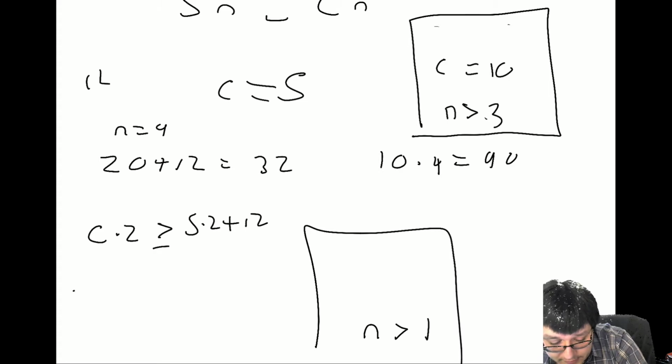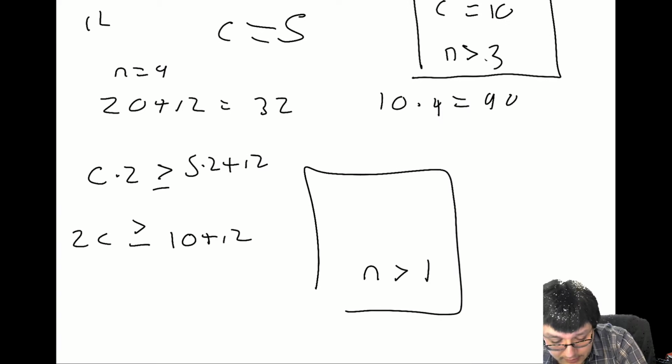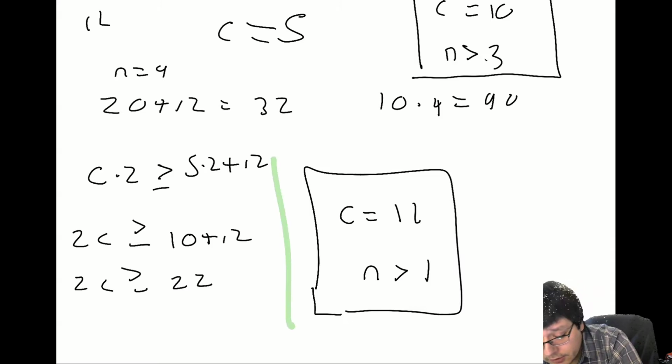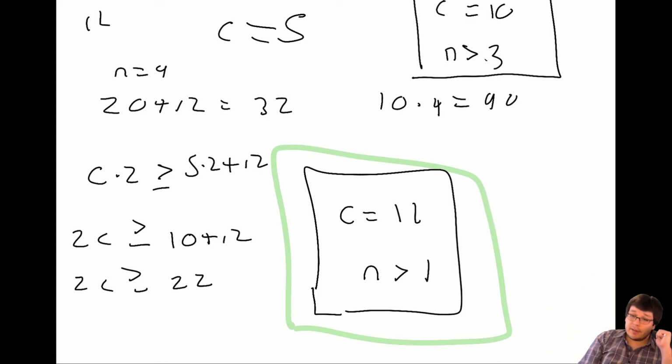So in this case, 2c is greater than or equal to 10 plus 12. That is going to be 22. So what number makes that right? 11. So we can pick 11 there. So I believe that is also a valid certificate. That's probably a nicer quality one too, because it's n greater than 1. So what we're saying is any number bigger than n1, so n2 and on.